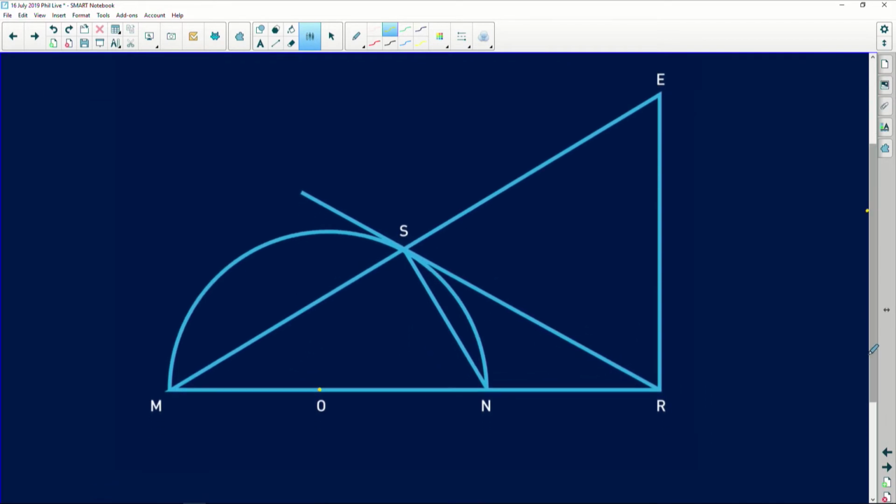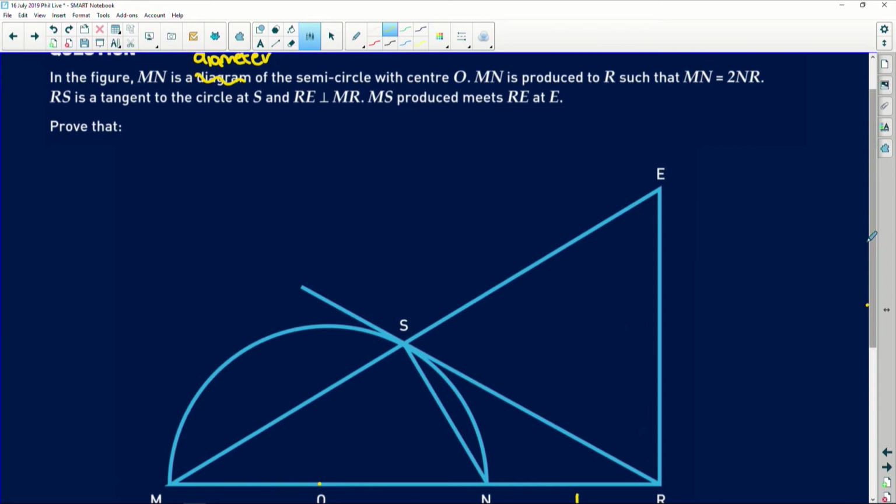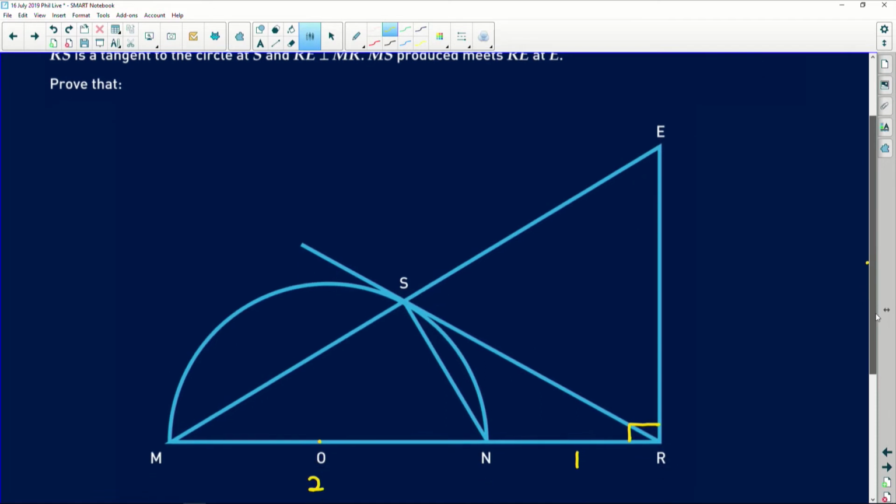Okay, so again, we have sides in proportion. We've got 1 NR there and 2 over here. RS is a tangent to the circle at S, and RE is perpendicular to MR. So we know that this over here is 90 degrees. MS produced meets RE at E. So they're basically saying that this is a straight line, and therefore this is a big right-angled triangle.